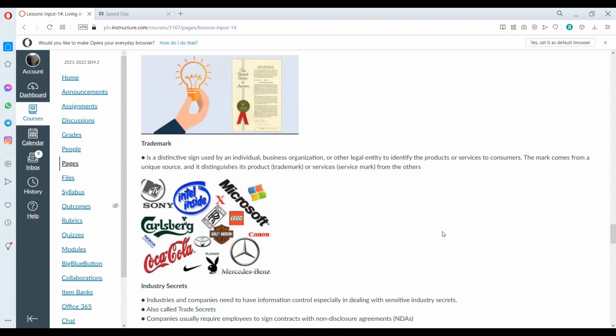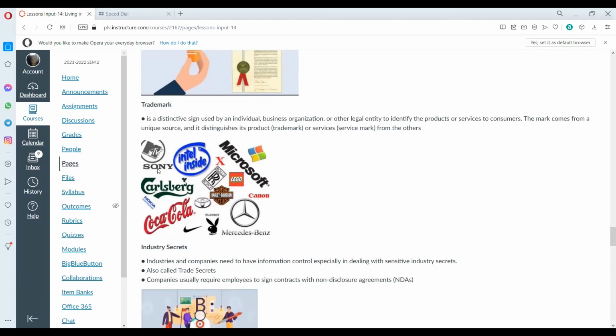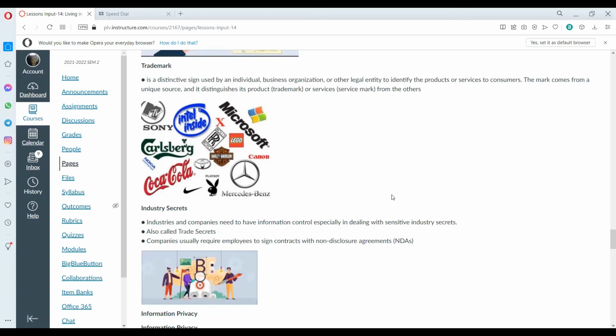Trademark is a distinctive sign used by an individual, business organization, or other legal entity to identify the products or services to consumers. The mark comes with a unique source and it distinguishes its product or service mark from the others. So examples are the logos that you see here, which are considered as trademarks.